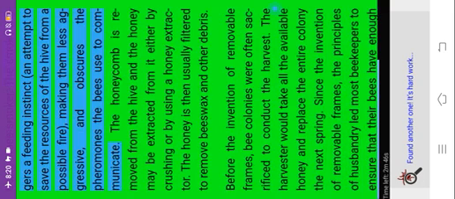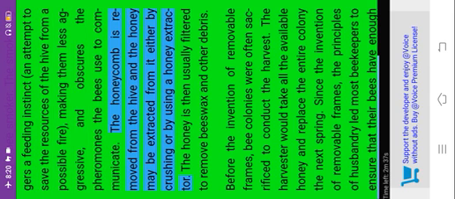To safely collect honey from a hive, beekeepers typically pacify the bees using a bee smoker. The smoke triggers a feeding instinct and attempt to save the resources of the hive from a possible fire, making them less aggressive, and obscures the pheromones the bees use to communicate. The honeycomb is removed from the hive and the honey may be extracted from it either by crushing or by using a honey extractor. The honey is then usually filtered to remove beeswax and other debris.